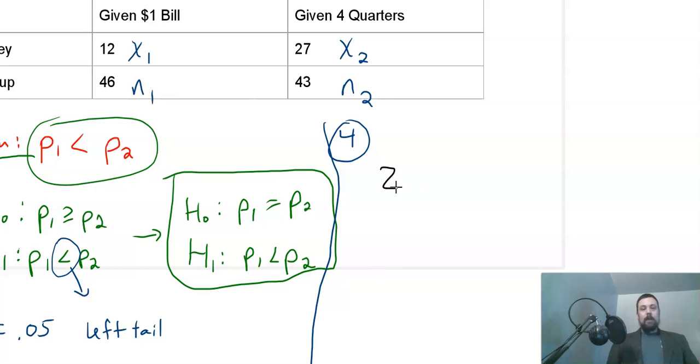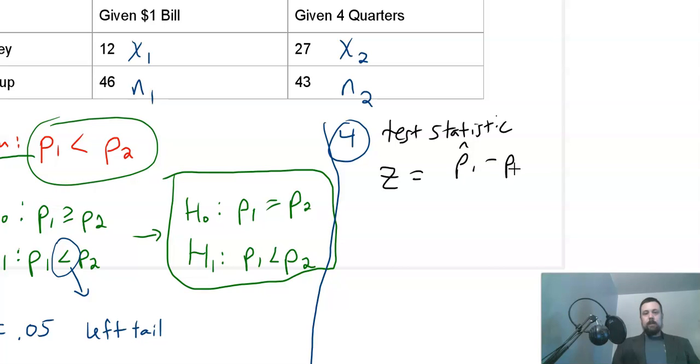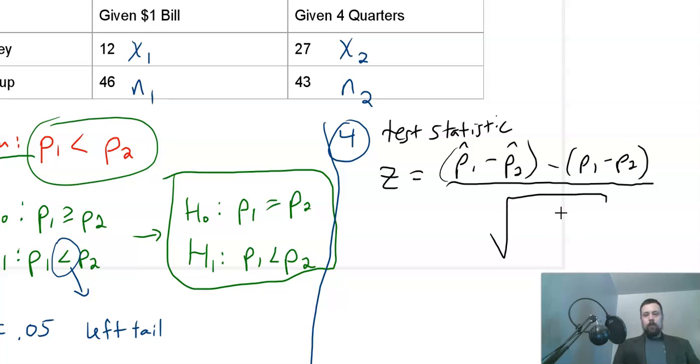So the formula for the test statistic, which is what we're doing in step 4 here, is Z equals P1 hat minus P2 hat. And usually they put that in parentheses. Minus P1 minus P2, that's the numerator, over the square root of P bar Q bar divided by N1 plus P bar Q bar divided by N2.